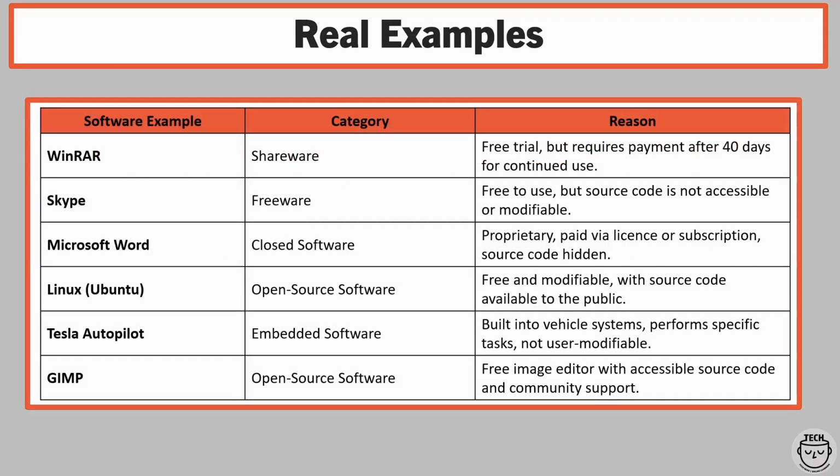So I've got some examples here. WinRAR would be shareware. Skype would be freeware. You download it for free, but then to actually do proper calls, you have to pay for credits and things, or at least you used to be able to. It's now been taken over by Teams. Microsoft Word, that's closed software. Linux operating system is open source. Tesla Autopilot would be embedded, and GIMP would be open source software.